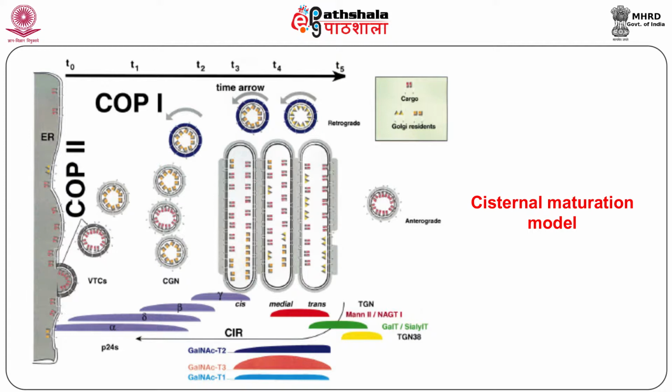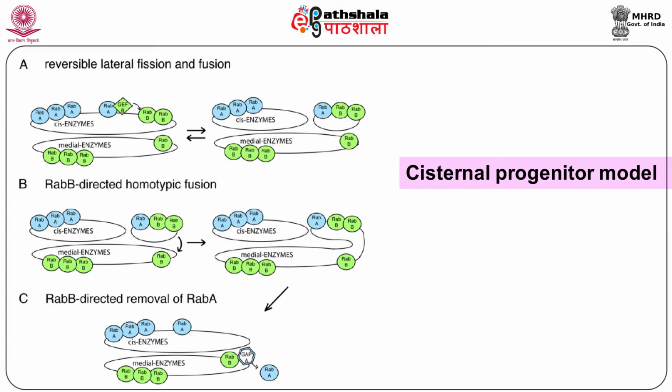The retrograde transport of this model can explain presence of a particular resident Golgi protein in multiple Golgi compartments, but another problem arises here. If cisternae are moving, how the functional zones of Golgi are maintained? Recently, a new model called as cisternal progenitor model has been proposed. This can be observed in the slide.